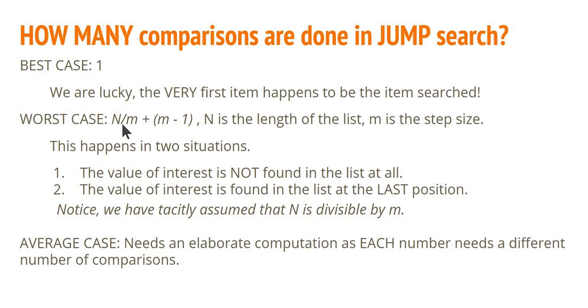One, the value is not found in the list at all, and the value is larger than the largest. Actually, this has to be qualified a little bit. The value is larger than the largest, so I have to go all the way to the end. And similarly, if the value is the very last value, then I will have to spend all this time, right?